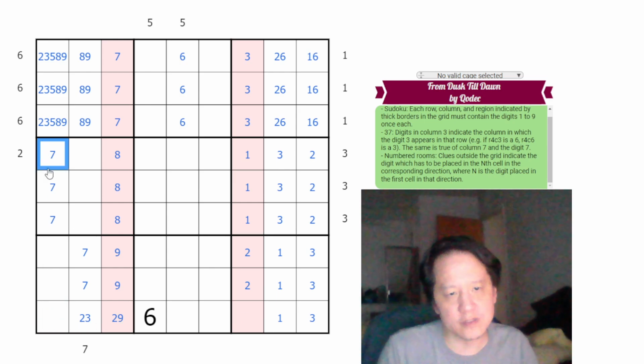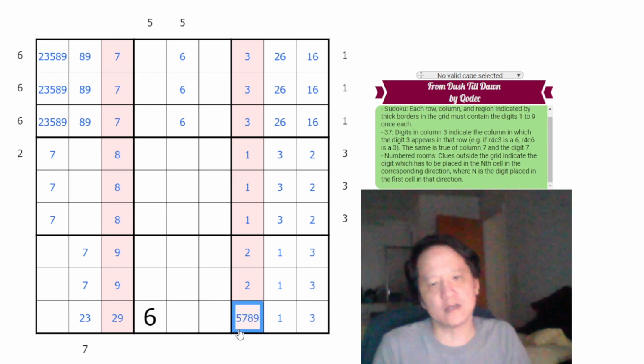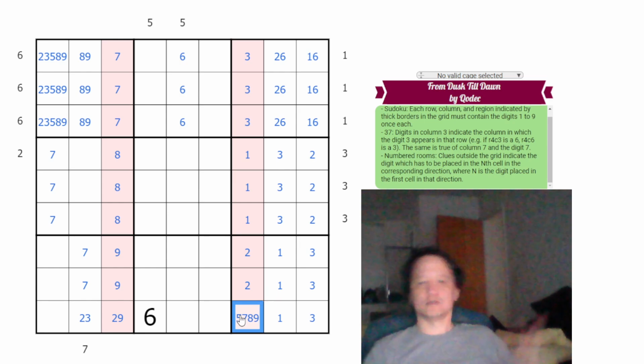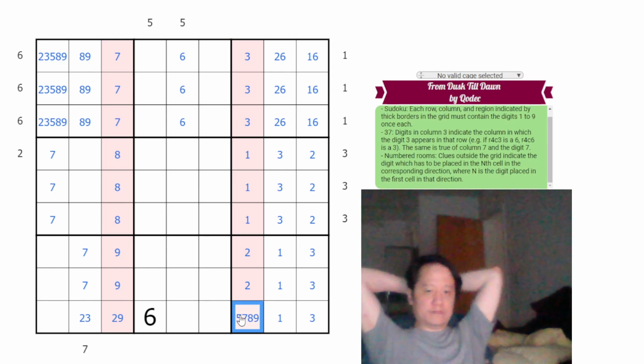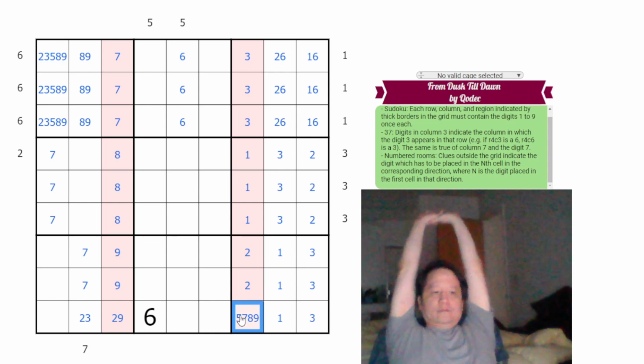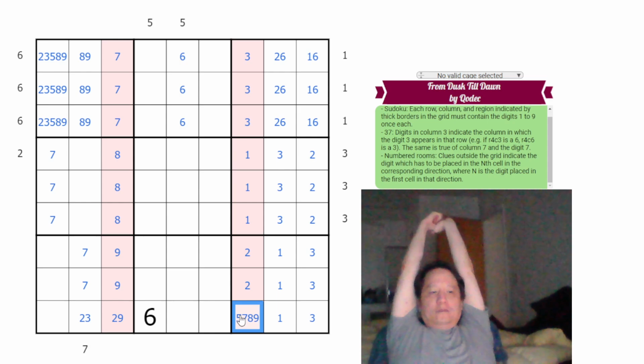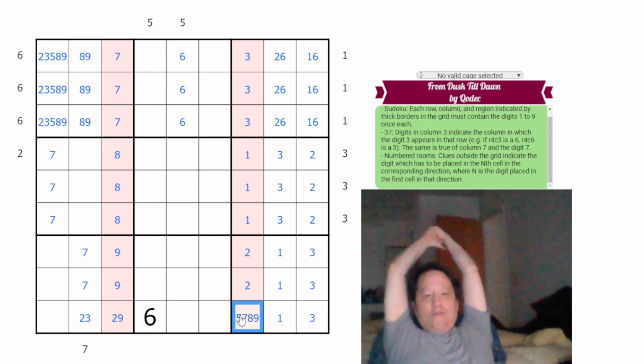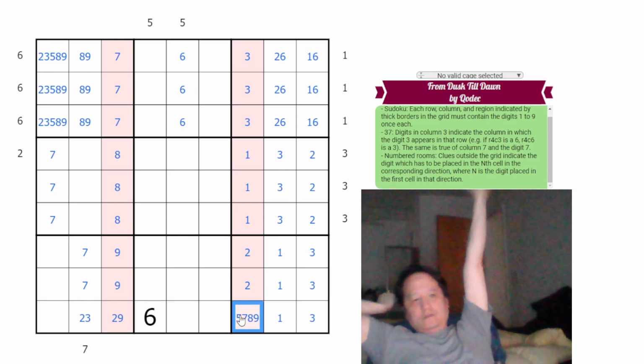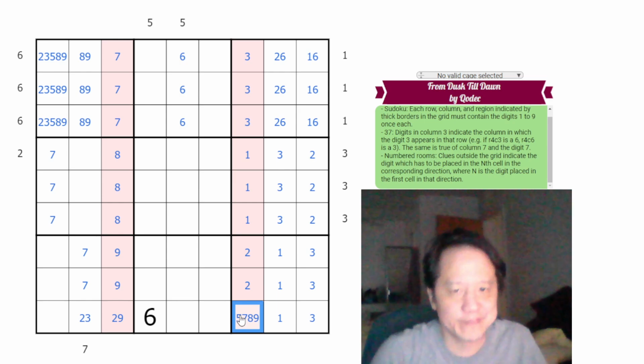Because the 7 has to be here, so these can't be 7. So this is 5, 6, and it can't be 6, obviously. 5, 7, 8, 9. Which is fine. It doesn't tell us anything.